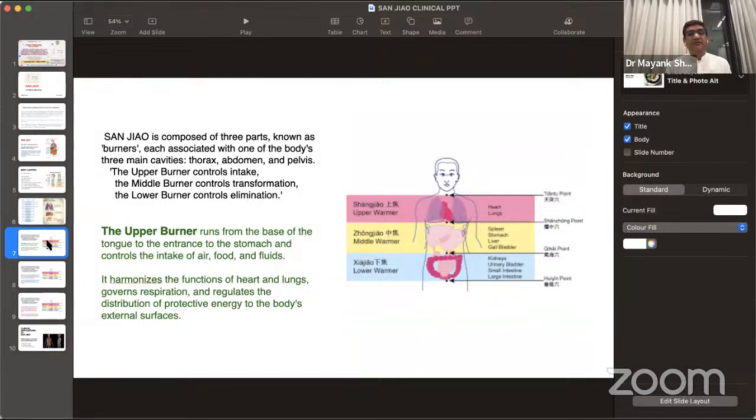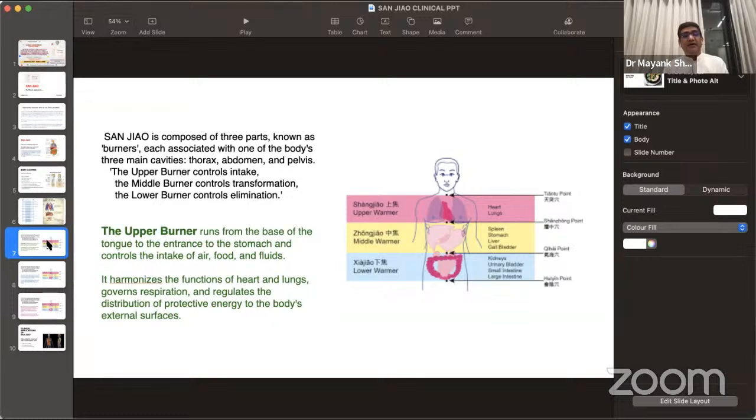Now, as a rule, the thing that you have to keep in mind is that the upper burner controls the intake, the middle burner controls the transformation, and the lower burner controls elimination. So if you have problems linked to intake, then you have to look at the upper burner. If you have problems linked to transformation, then you have to look at the middle burner. Or if you have problems linked to elimination, you have to look at the lower.